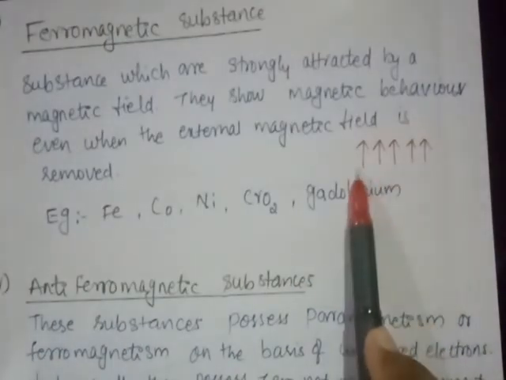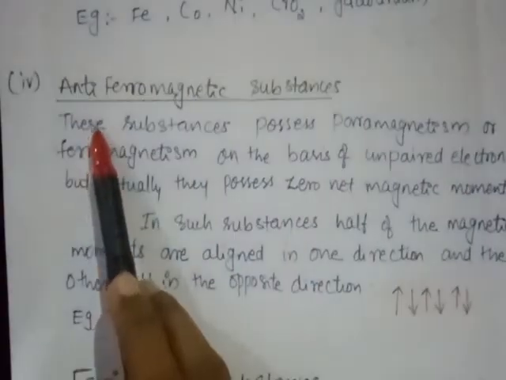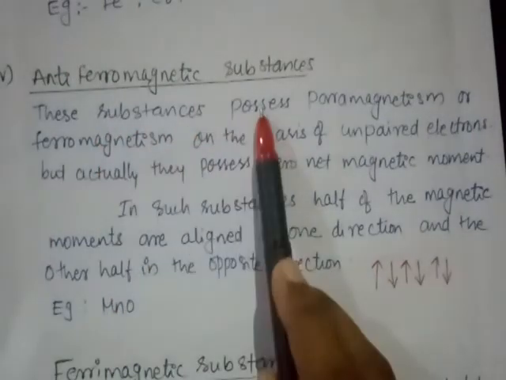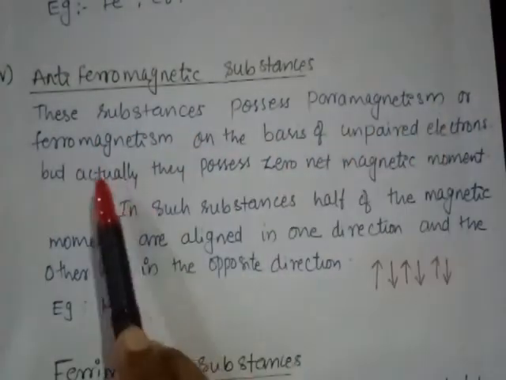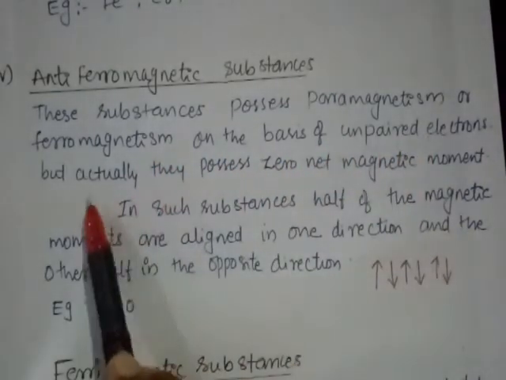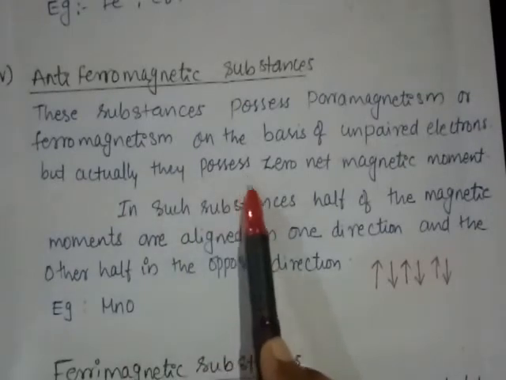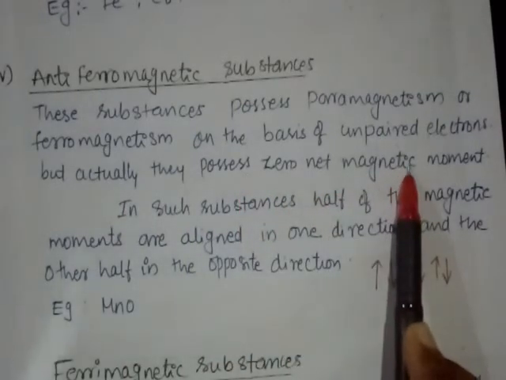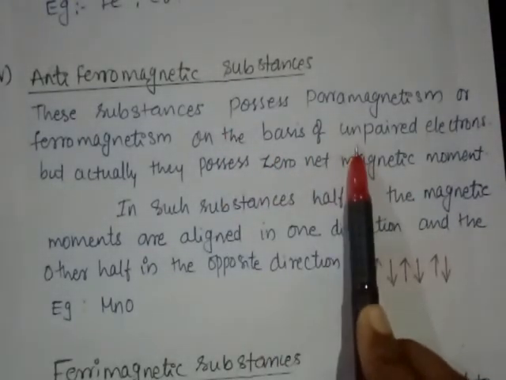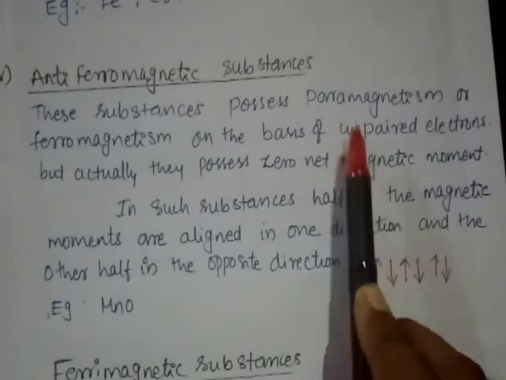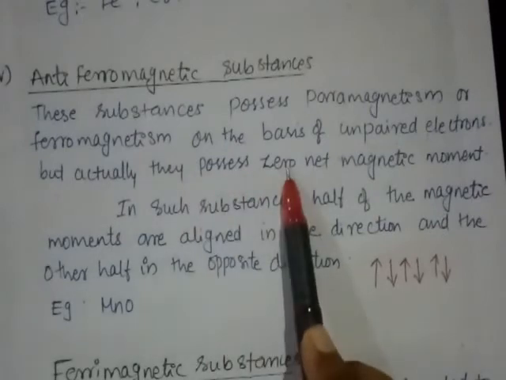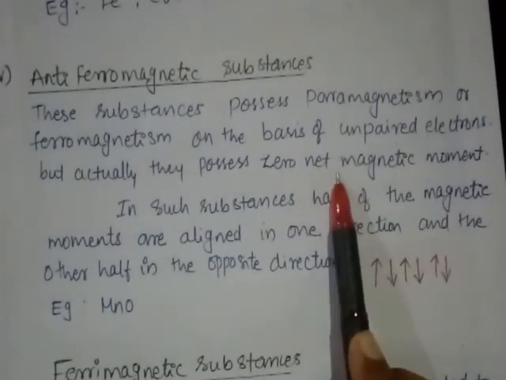Okay. The other one is antiferromagnetic substance. It means these substances possess paramagnetism or ferromagnetism on the basis of unpaired electron. But actually they possess zero magnetic moment. Okay. This is called antiferromagnetic substance. So based on the unpaired electron, we may assume that they will show paramagnetic or ferromagnetic behavior. But actually their net magnetic field is zero. Net magnetic moment is zero.